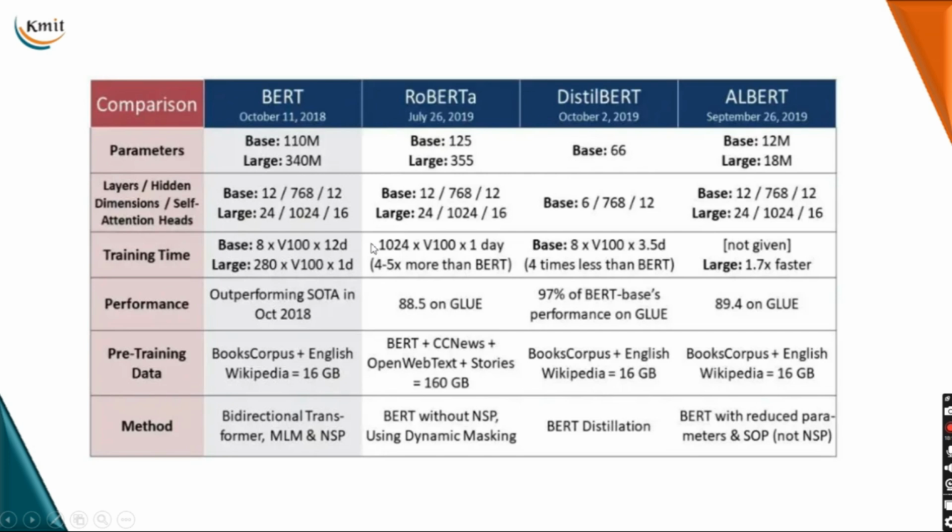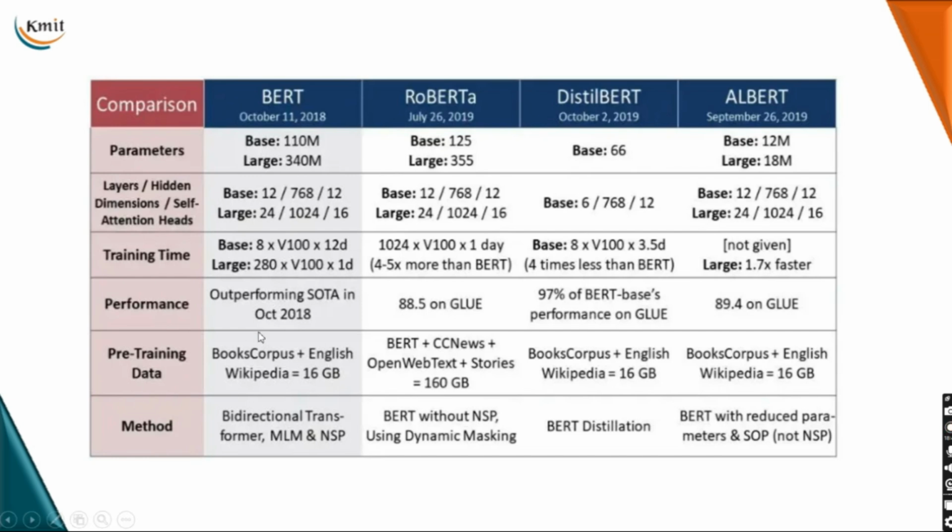As I told you, these are the four important versions of BERT: RoBERTa, DistilBERT and ALBERT. As you can see, we have compared different parameters. DistilBERT has the smallest number of parameters, only 66 million. When I talk about pre-training data, everything is on 16 GB. Only RoBERTa is trained on huge data, that is 160 GB.